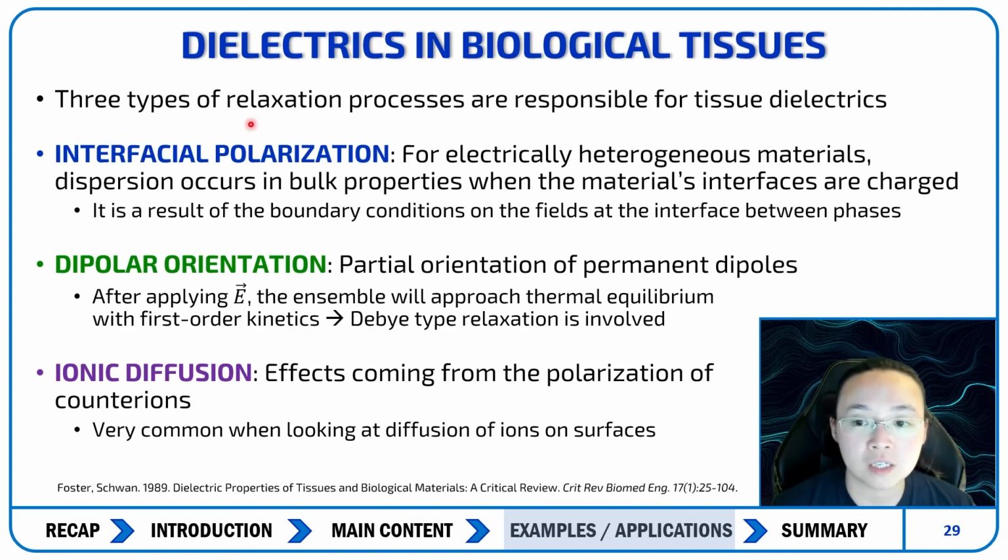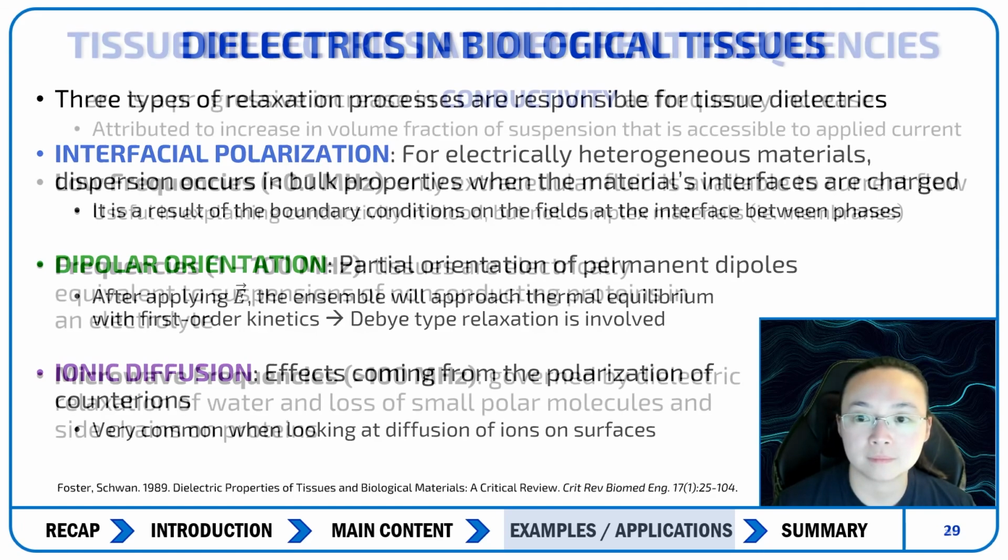And it's because of these two that causes ionic diffusion, and these are effects that are due to the polarization of counter ions because of the effect that the electric field had on the interface and the dipoles. So these are three main relaxation processes that are commonly used to determine dielectrics in biological tissues.